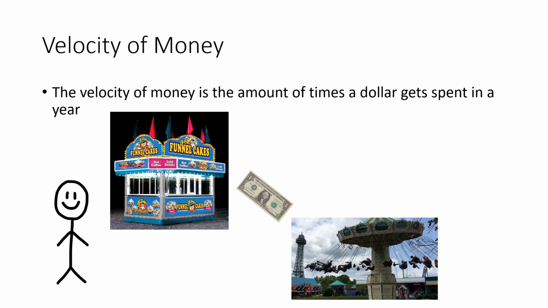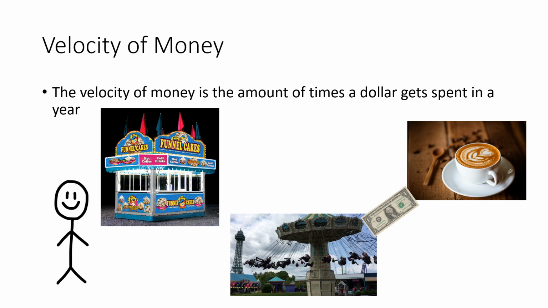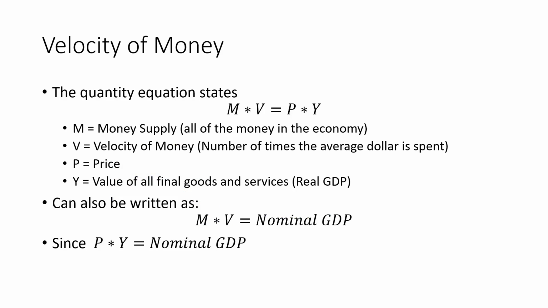That man takes the dollar, and eventually over the summer, he decides he wants to go to Kings Island. So when he goes to Kings Island, he spends that dollar on his admission ticket. And one of the employees at Kings Island eventually gets that dollar, and they spend that in the fall on a nice pumpkin spice latte. Okay, so the dollar has been spent 3 times, so the velocity of money for this dollar would be 3.